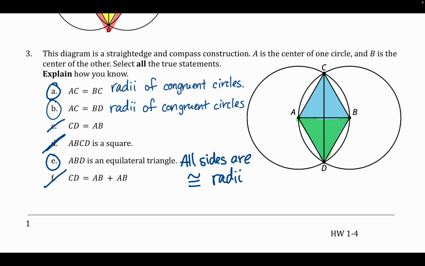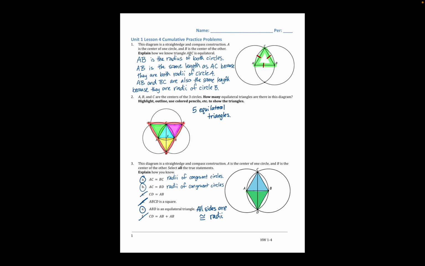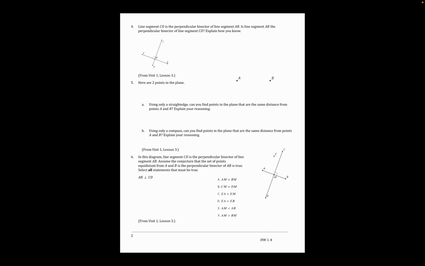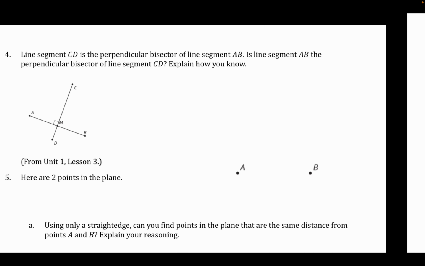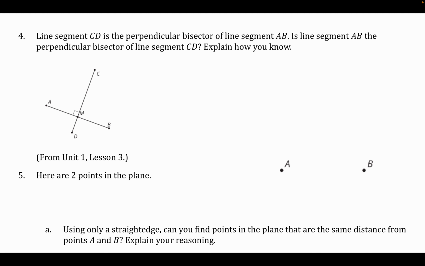And that is question 3. So now we're going to switch over to the back of this assignment or the next page. And we're going to look at questions 4, 5, and 6. So for question 4 here, we have line segment CD is the perpendicular bisector of segment AB.